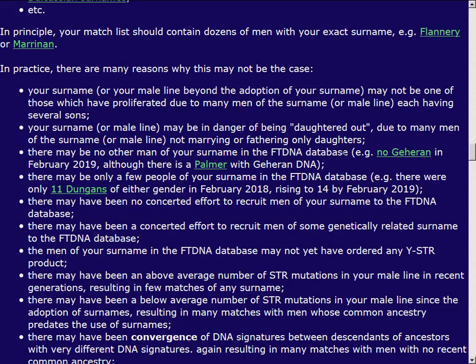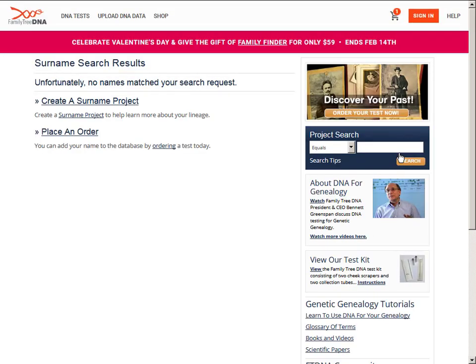You may find there's nobody at all of your surname in the FTDNA database. You can do a search on many of the FTDNA pages. You have this project search box over here. That was a search for Geharan, which is an unusual Leitrim surname, and it comes back and says there is no customer of Family Tree DNA with the surname Geharan. There's only about 1 million customers, so it's a less than 1 in a million surname.